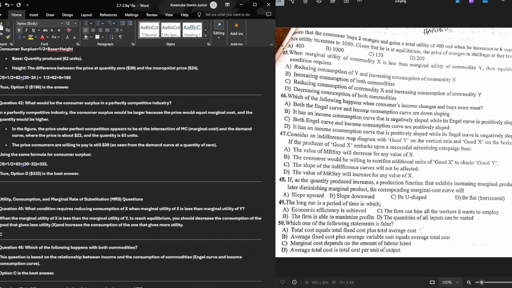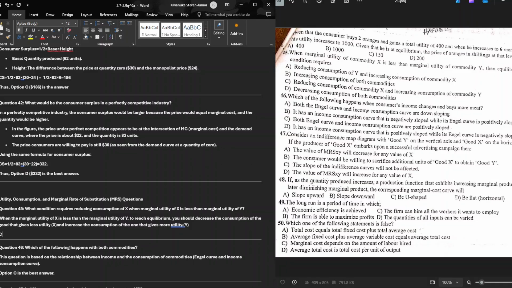So we are increasing the consumption of Y. This is a right explanation, and that matches our answer C, because they are saying reduce consumption of X. X gives us less utility, and increase the consumption of Y. That means the additional satisfaction X gives you is less. So in order to reach equilibrium, you increase the consumption of good Y, until in time Y also gives you less satisfaction, and therefore they will reach equilibrium. That is the simple analysis there.